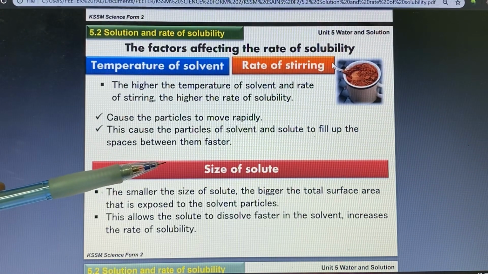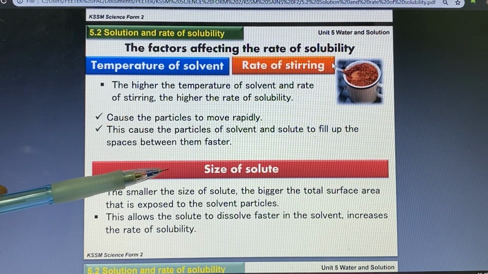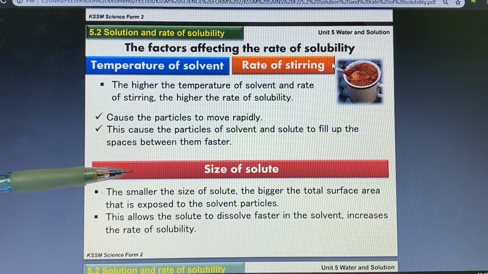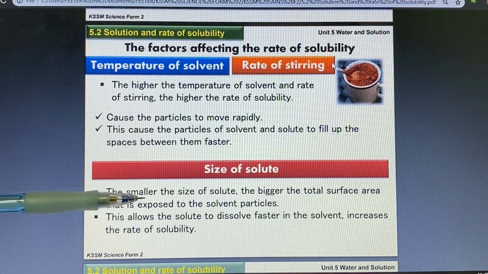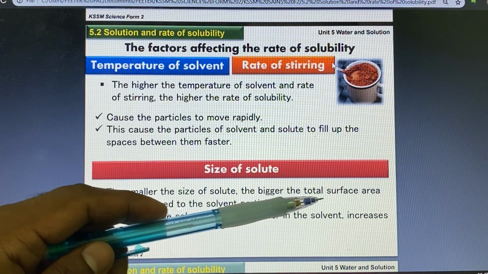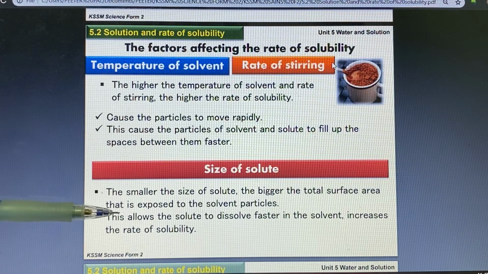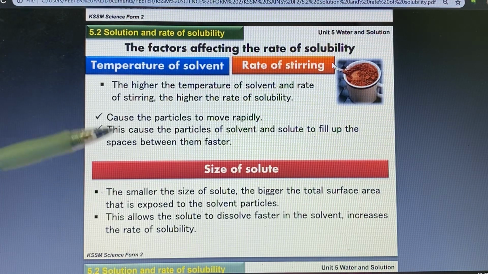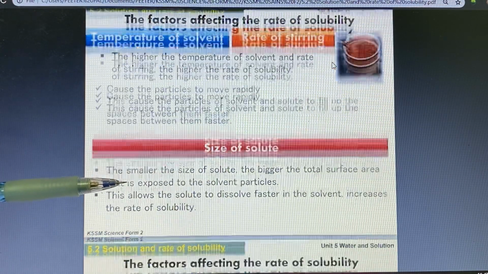And finally, the size of solute. The smaller the size of the solute, like when it's in a powder form, it will produce a bigger total surface area that is exposed to be dissolved in the solvent. So the smaller the size of solute, the bigger the rate of solubility.